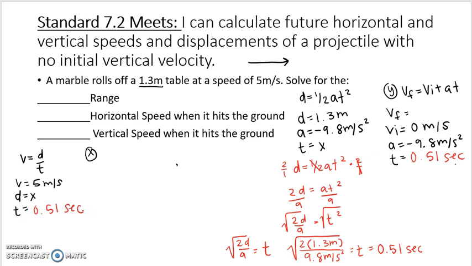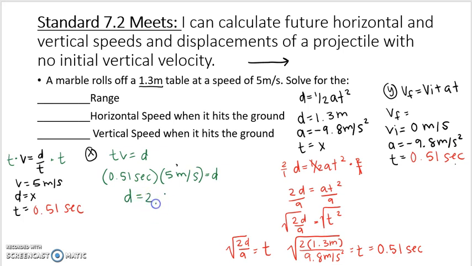Now it looks like over here I can solve for the range. By rearranging my equation and multiplying each side by t, I get TV equals d. T is 0.51 seconds times v, which is 5 meters per second, equals d. Solving for this distance, I get 2.55 meters in the x direction. That's my range.